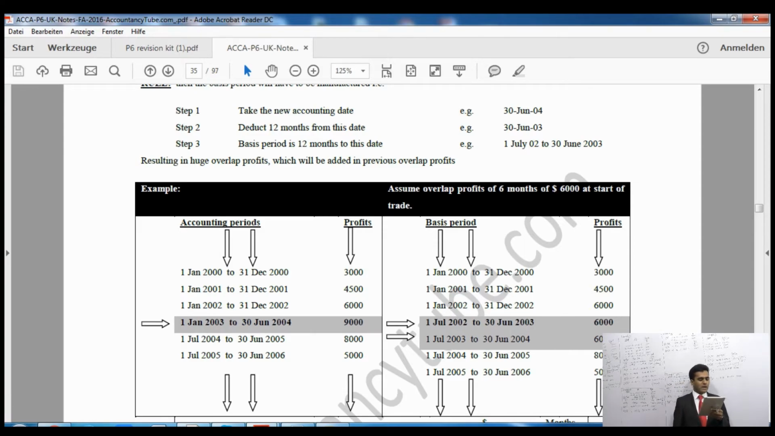All right. Now in that case, we will have to manufacture our basis period. How can we manufacture it? Just look at the steps mentioned above. So the first step is to take the new accounting date. Now in our case, the new accounting date is 30th of June 2004. All right.